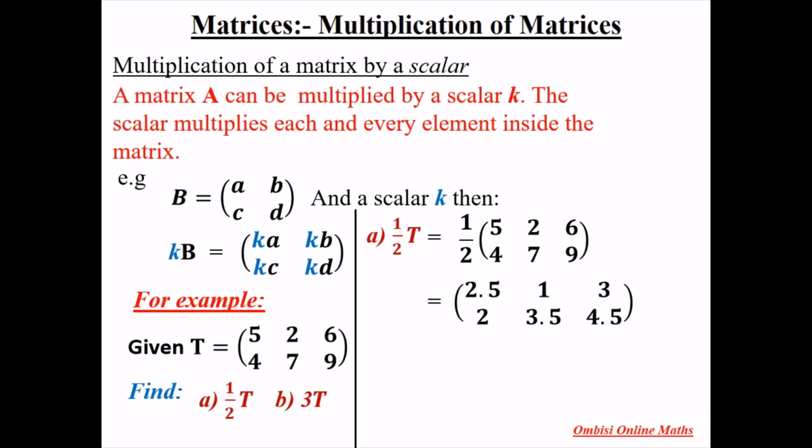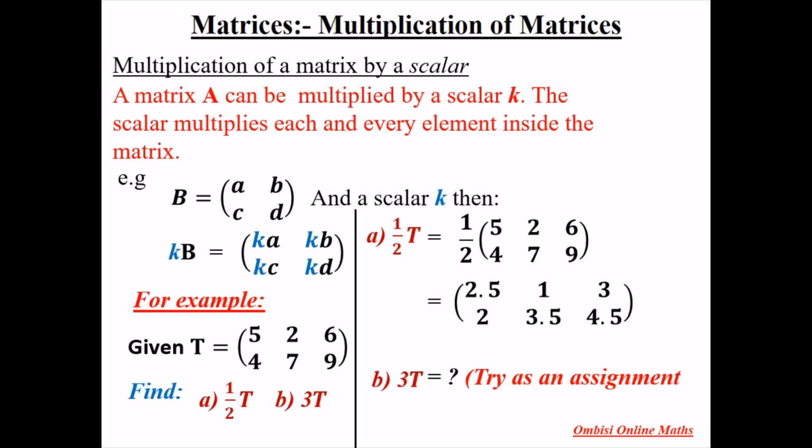For the second bit, that is 3T, that means you take each and every element inside the matrix and multiply with the 3. So for this particular sum, you can try it out as an assignment, then you can post your answers below.